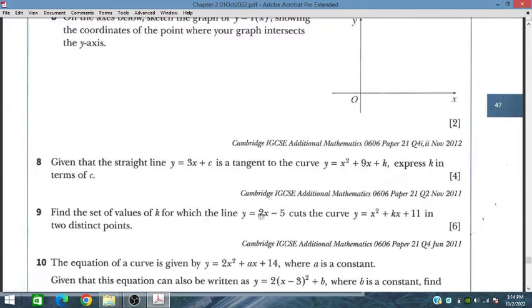Find the value of k for which the line and the curve meet in two distinct points, meaning the discriminant is greater than 0. We solve these simultaneously and find the value of k by the condition that the discriminant is greater than 0. We will get 6 marks for this.